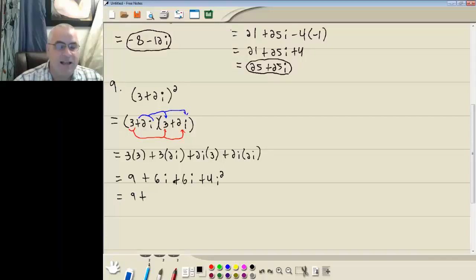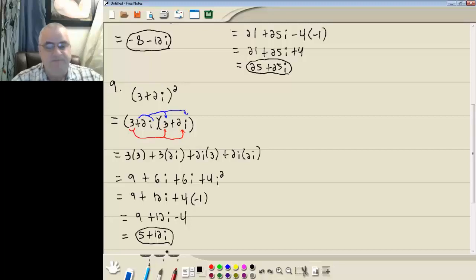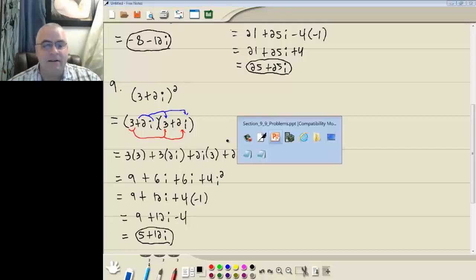Now I want to combine together these like i's. 6i plus 6i is 12i. And remember, we want standard form eventually, so we don't want that i squared there, so we'll replace it with a -1. Which then gives us 9 plus 12i. 4 times -1 is -4. And combine the 9 and -4. 9 minus 4 is 5, so we get 5 plus 12i. And that's our answer.